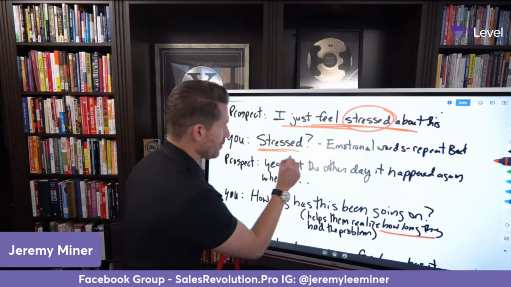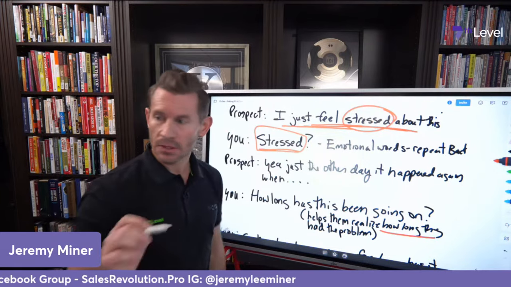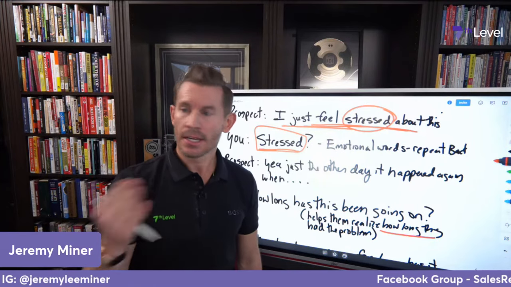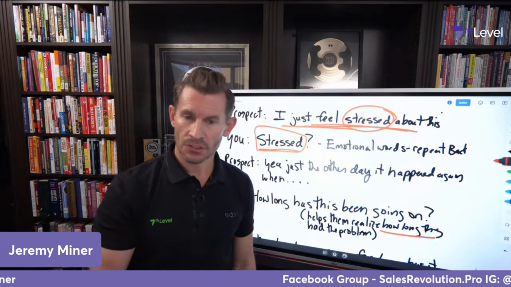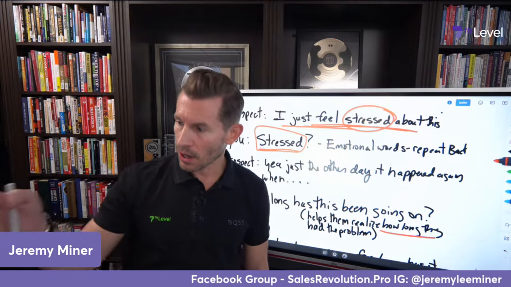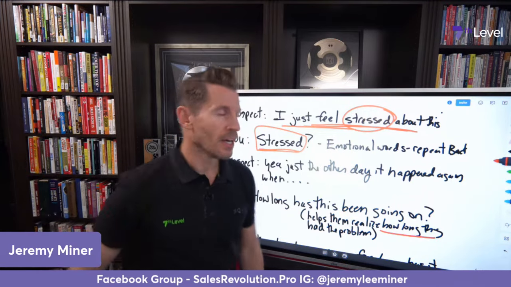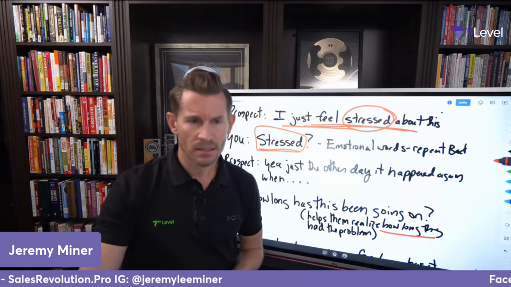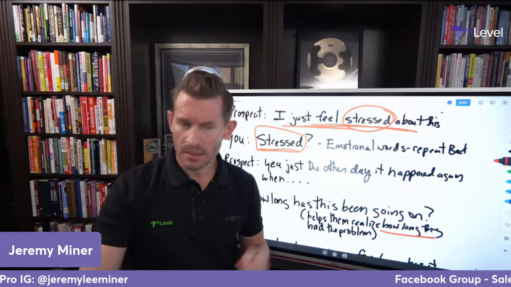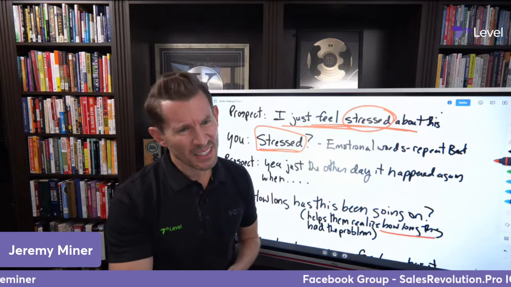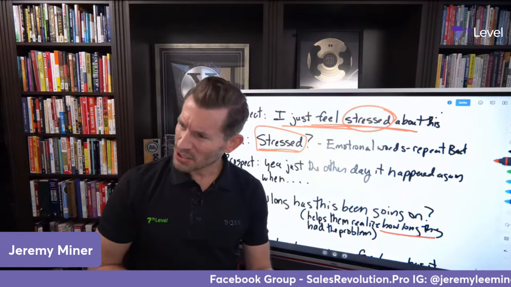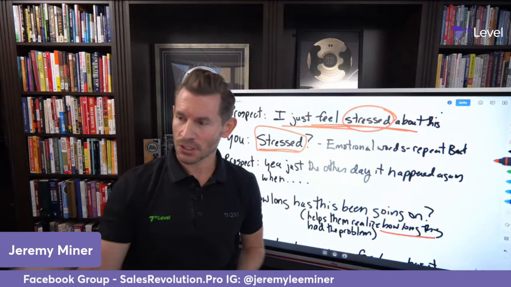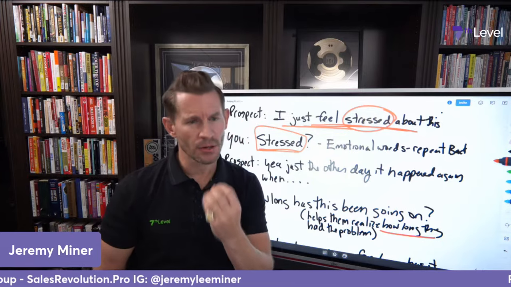I can take any word that has to do with an emotion: stressed, annoyed, frustrated, pressured, tension, anxiety, concerned, worried. I could keep going on and on. And I can literally just repeat back the word: anxiety, nervous, frustrated. How do you mean by frustrated? Now, what did my facial expression just communicate to you? Frustrated?